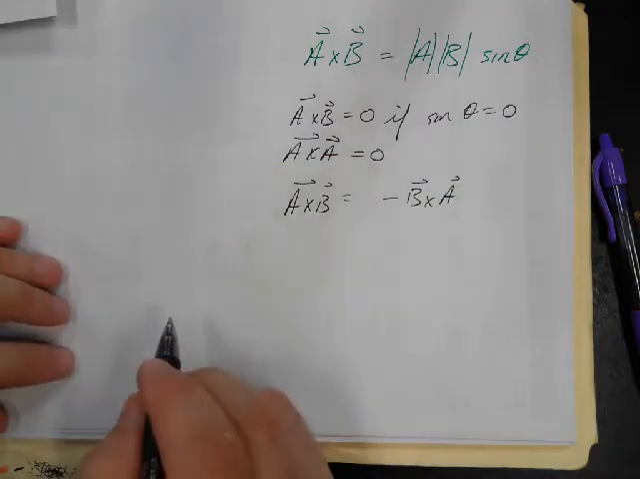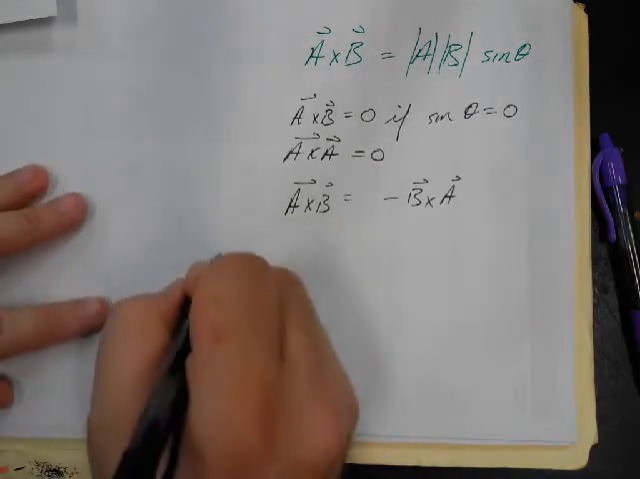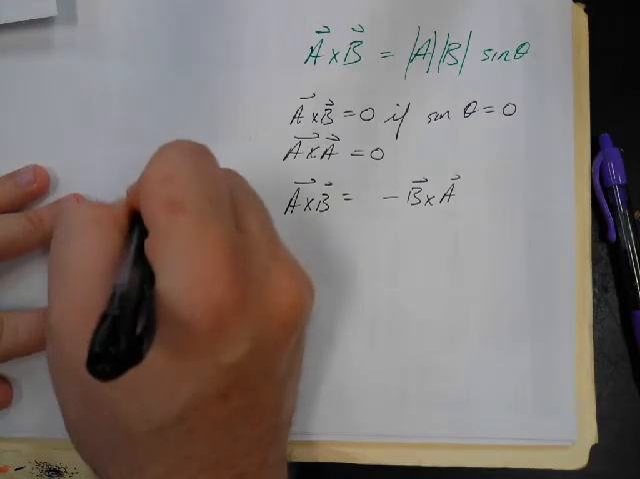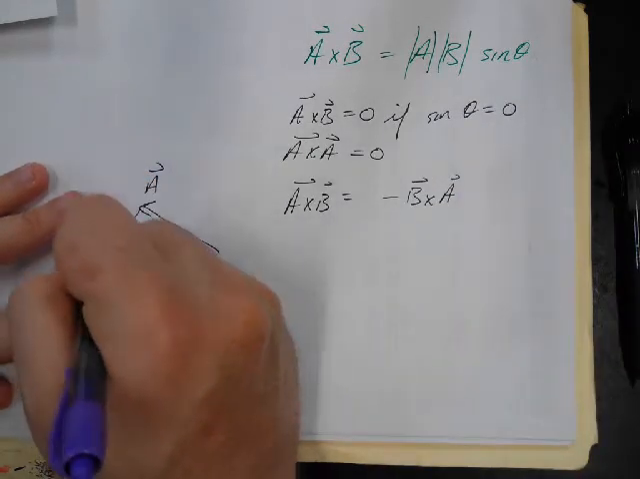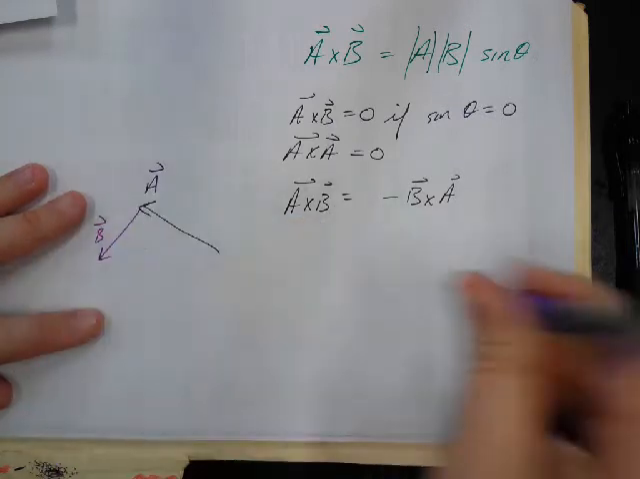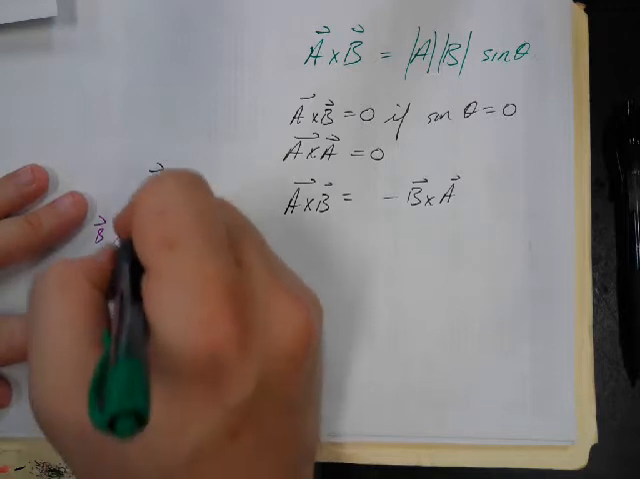All right, so we have a right hand. What we're going to do is draw A, and then somewhere else we're going to draw B. And then C is going to be perpendicular to both.